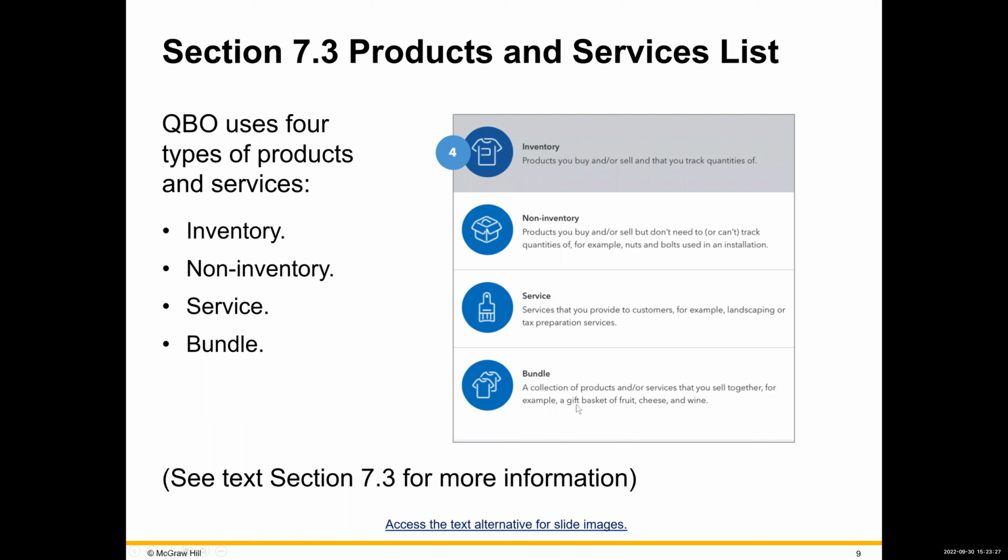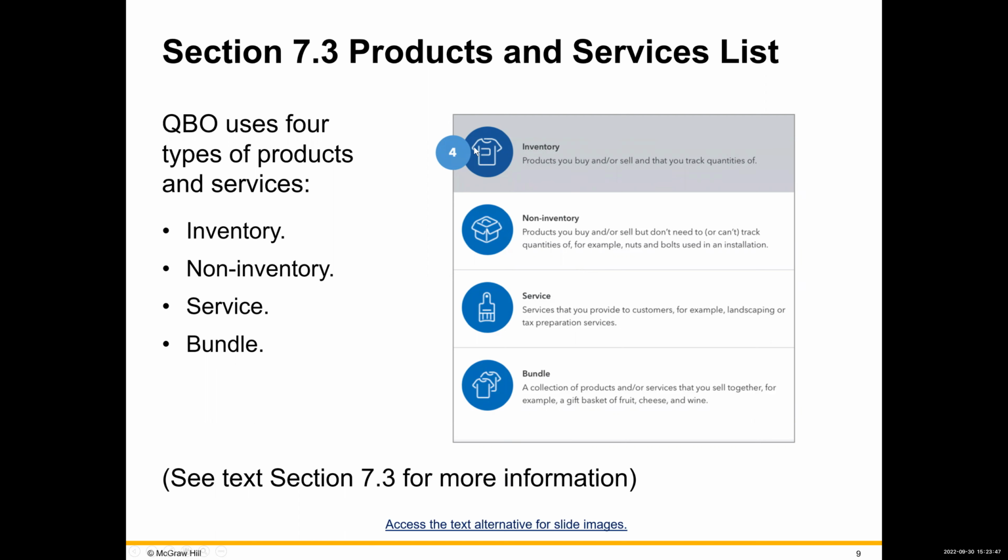And then this bundle thing, well, I've never seen that until QuickBooks Online, but this is just a collection of products and services that you sell together. Example, a gift basket of fruit. But definitely this chapter's focus is on inventory, okay?